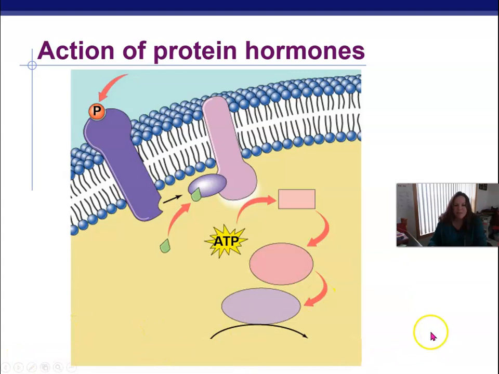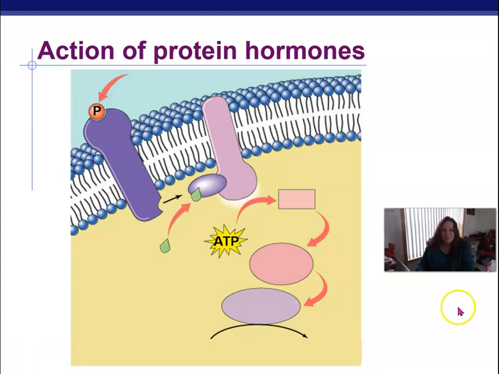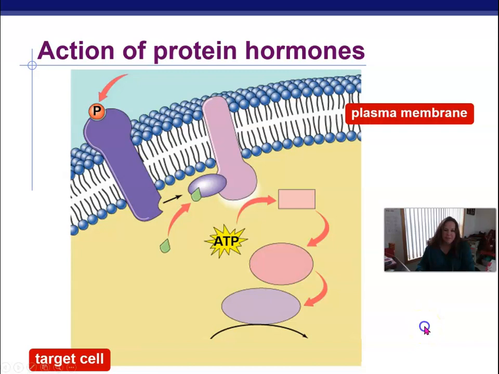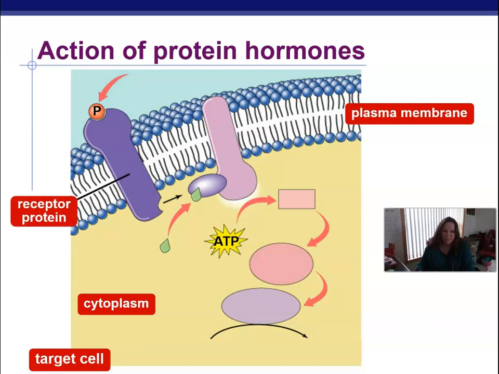All right, how about protein hormones though? So this is just a general picture here. We'll get a more specific one after this. So this is our target cell. There's our plasma membrane and our cytoplasm, so we know where we're at here. The purple thing is the receptor protein, and the P is the protein hormone. Remember, protein hormones have properties that are different from the phospholipid bilayer, so they don't just diffuse right through. So their receptor can't be in the cytoplasm. It has to be on the lipid bilayer. So there it is, with a very specific shape so that it receives that protein hormone.